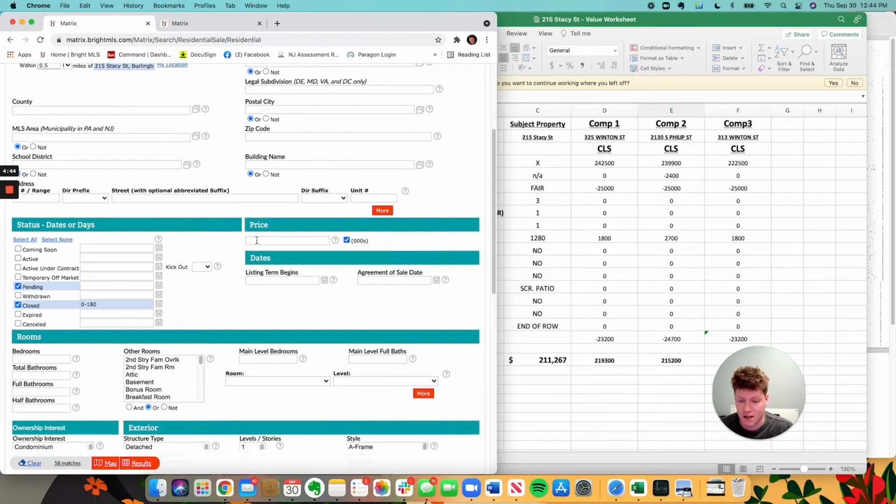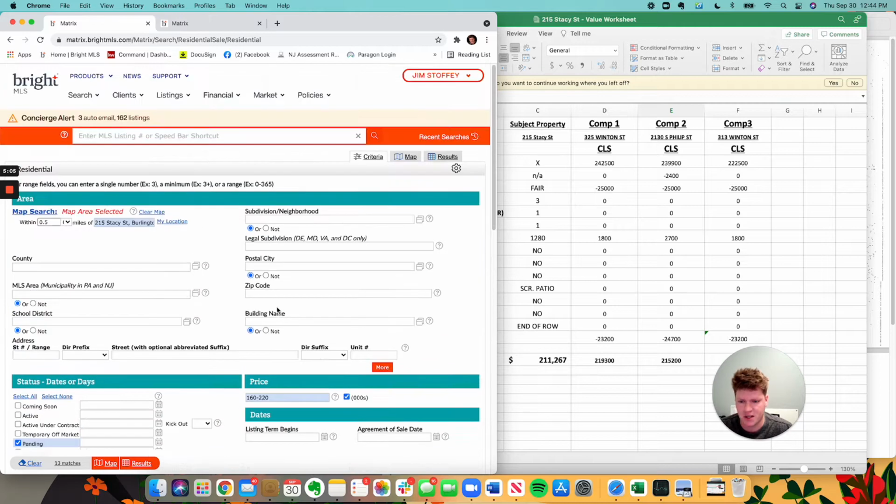So next thing I'm going to do is price. Ours came in at 145. The appraisal came in at 145. I know that's low. Honestly, I believe that's really low. So I'm going to just do 160 to 220 for comps. Okay, now we're down to 20, and then ours is a 3-bedroom. So I'll do 2 to 4. We have 13 matches now. So I'm going to go to map.